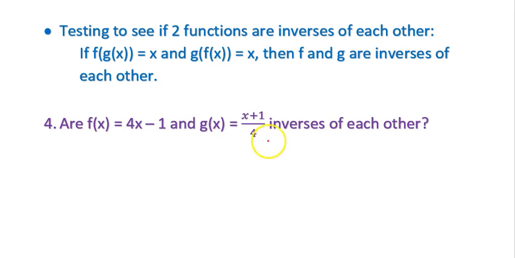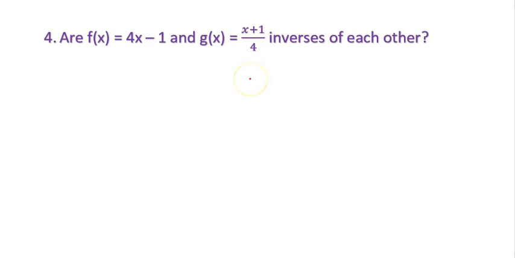So if you are given this test question, I don't want you to do what we just did in examples 1 through 3. That's not what I'm wanting you to do. I'm wanting you to check it with composition, and I want you to show both ways. So here's our question number 4. If f of x is 4x minus 1 and g of x is x plus 1 over 4, are they inverses of each other? They look like they've got some things that might make them that way, but we have to test it with composition.